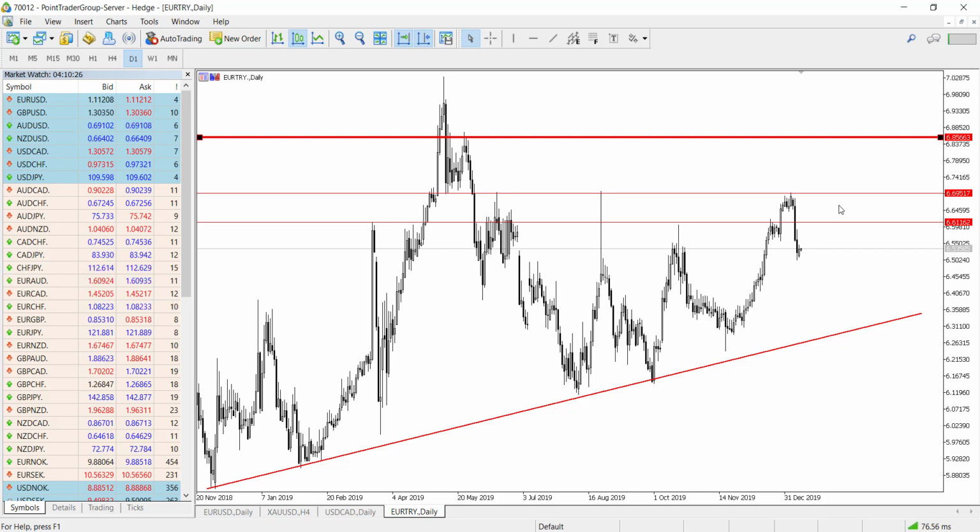If the level of 6.6950 is broken to the upside, this means that it might continue going upwards to reach at least 6.8560. So that's it for the week.